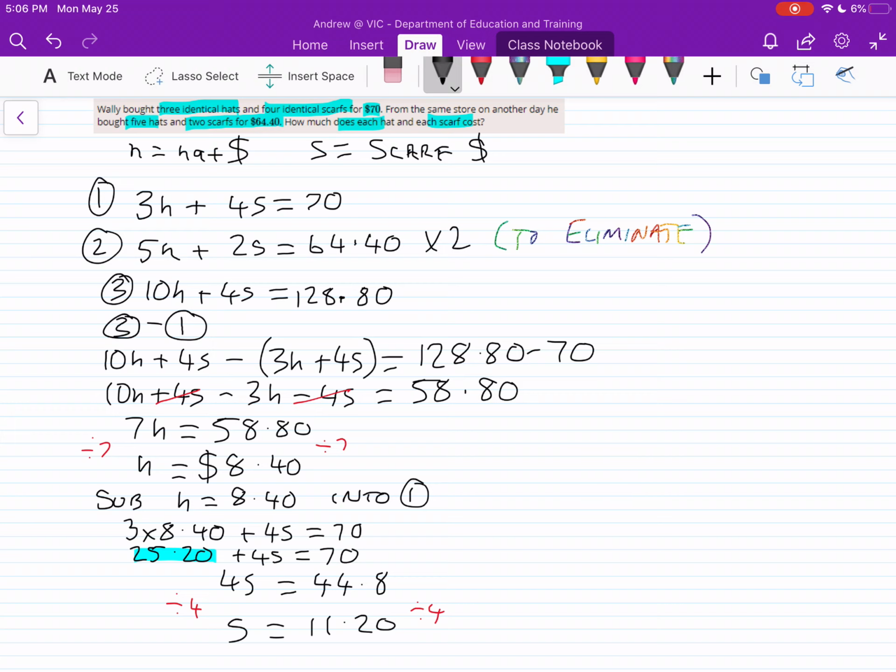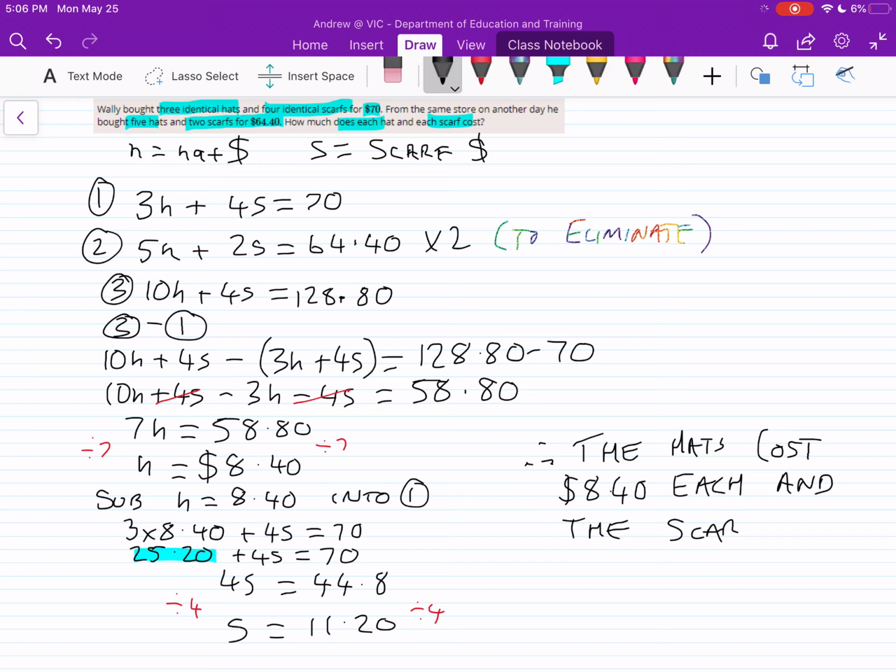So with this, I'm just going to put this here. So therefore, the hats cost $8.40 each. And the scarf cost $11.20 each.